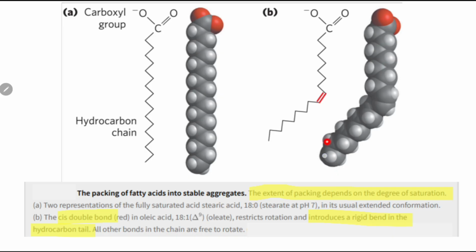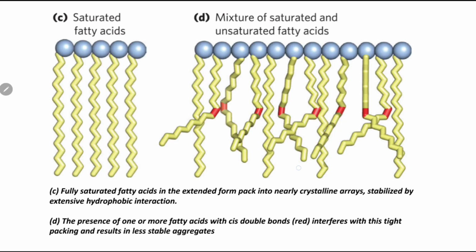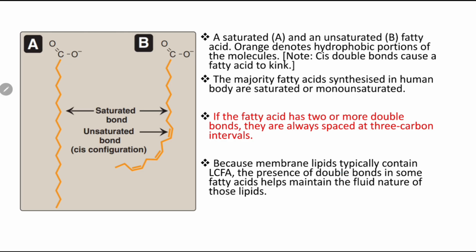You see here, molecules can rotate freely about a single bond. But if there is a double bond, even one double bond, and that too in cis configuration, it introduces a kink in the structure and prevents the molecules from packing tightly, and that is why it has a lower melting point. This is again showing the same thing, right? This also is showing the same thing.